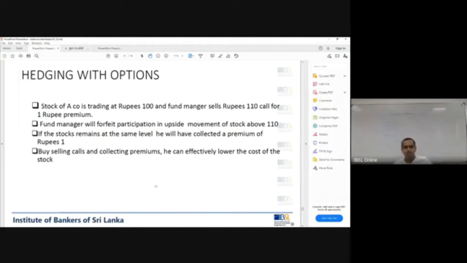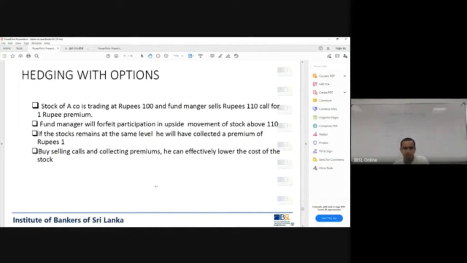Meaning, if the market goes above 110, his call options will get exercised. So he will have to sell. He has an obligation to sell at 110. As he has bought at 100 and has received a premium of 1, effectively the cost is 99. Now his upside is only limited to 110. If it goes beyond that, he does not benefit.